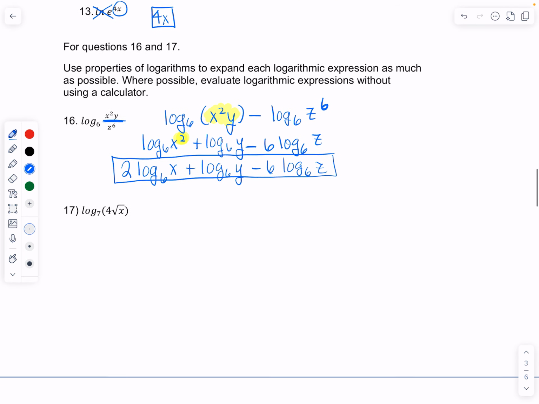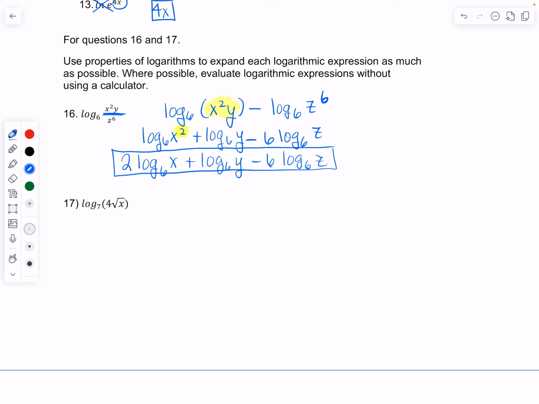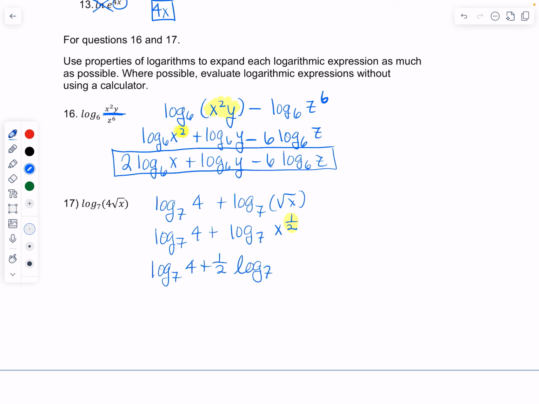Okay, number 17 is a little bit easier. It's just 2 multiplications. 4 times the square root of x inside of there. So we're going to add. So log base 7 of 4 plus log base 7 of the square root of x. Now remember, I can rewrite the square root of x by writing this up as x raised to the 1/2 power. Now I can take care of that little 1/2 and bring it down front. So this becomes log base 7 of 4 plus 1/2 log base 7 of x.